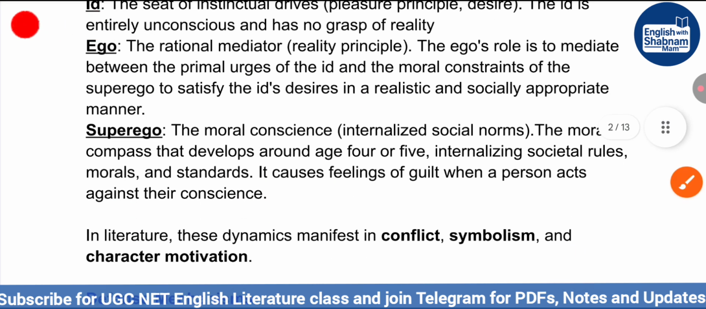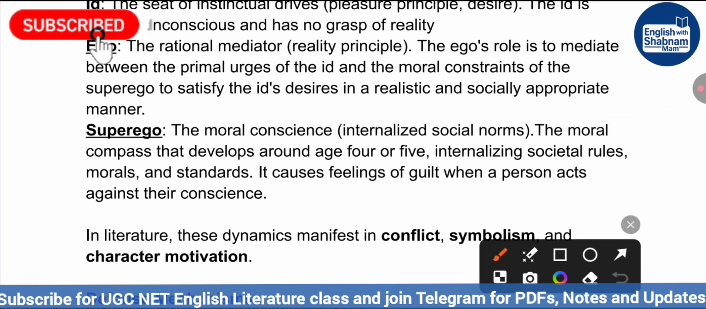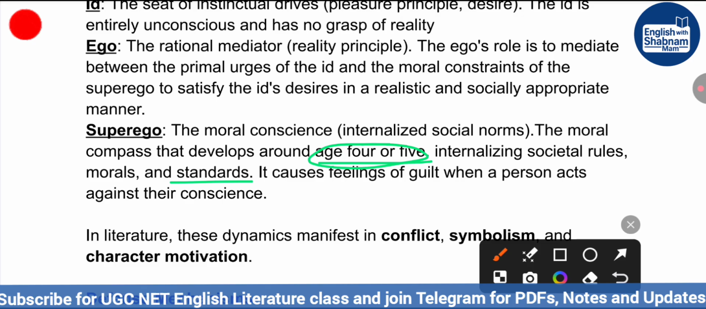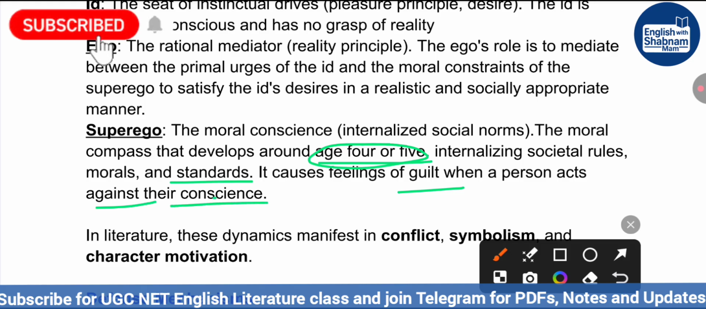And the superego is the moral conscience, the moral compass that develops around age 4 or 5. It internalizes societal rules, morals, and standards. It works on the basis of society's norms, rules, and regulations, and what is morality. It causes feelings of guilt when a person acts against their conscience.